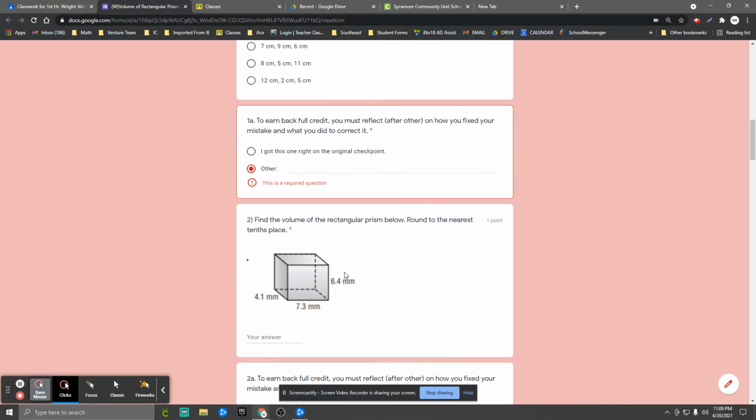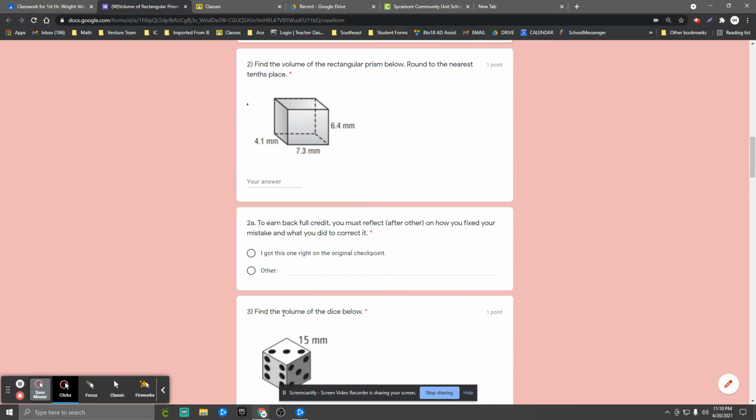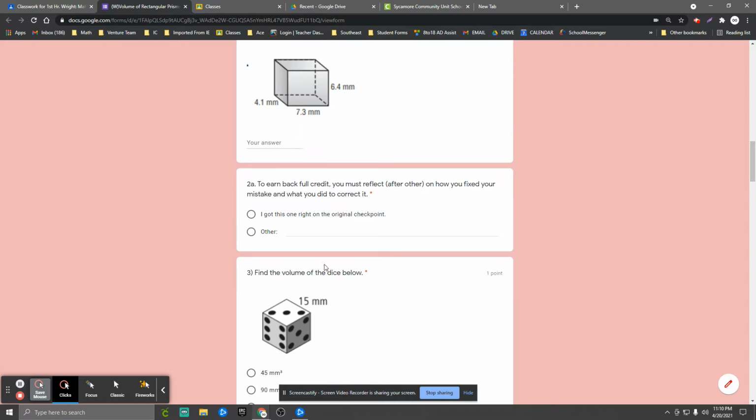The next one, you're going to be finding the volume of this figure, but again, you're rounding to the nearest tenth place. So the nearest tenth place is just one spot after the decimal. So my guess is if you missed that one, you might have not rounded. So there's a reflection there for you.